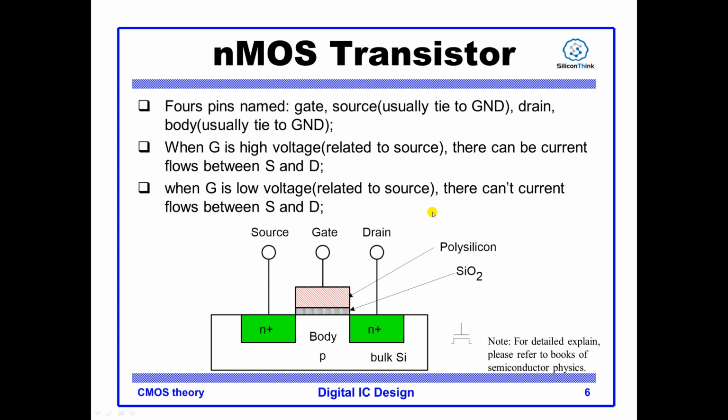Okay, let's go on with NMOS transistor. This is a figure of NMOS transistor. A NMOS transistor typically has 4 pins: the source pin, gate pin, drain, and body. And the typical connection for NMOS transistor in digital circuit is we usually connect source and body to ground.